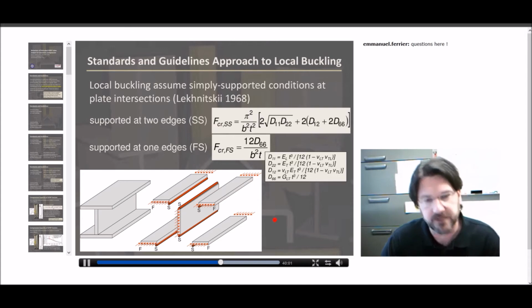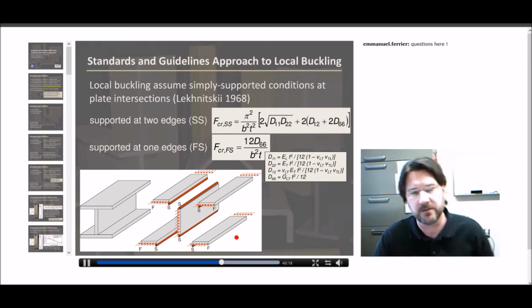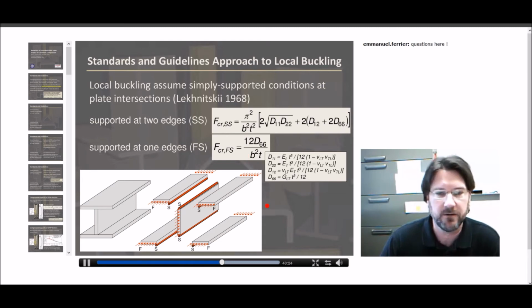And this is a fairly straightforward set of calculations. We have some constants that are going to be a function of the material and the geometry. So these are the D constants that appear in our buckling equation. And we can calculate this. And this is a fairly straightforward approach. It's relatively simplistic, but very easily adapted into a code environment.